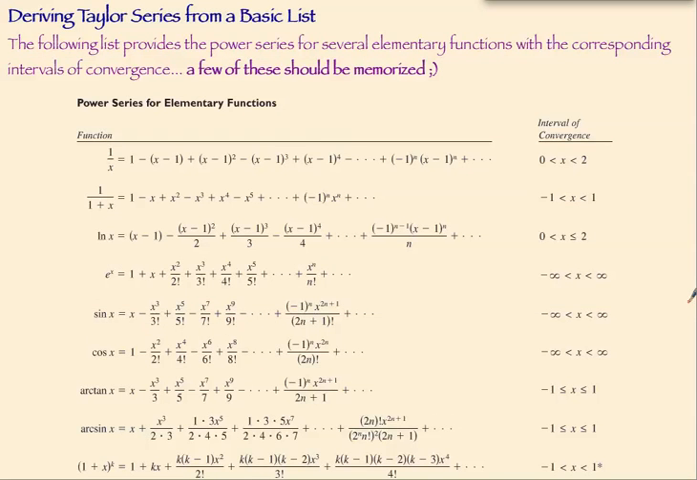Now, with that in mind, notice that deriving Taylor series from a basic list is often a good idea. The following list provides the power series for several elementary functions with the corresponding intervals of convergence. A few of these should be memorized. For sure, this one, this one, this one, and this one. And you should memorize the general term of each of these, and definitely also the intervals of convergence.